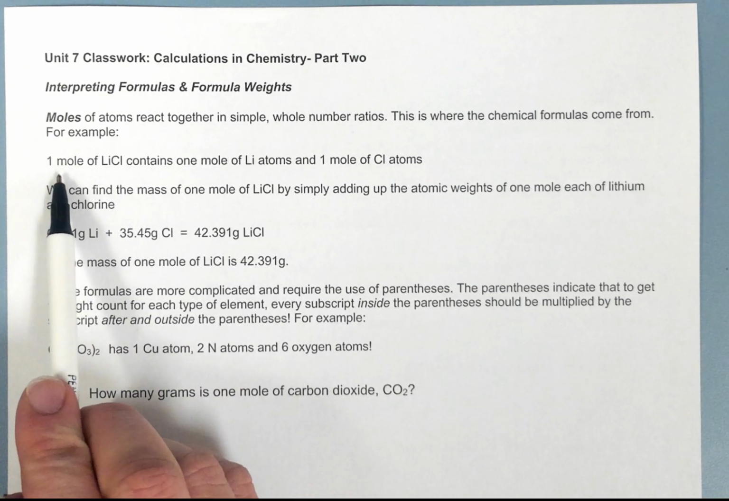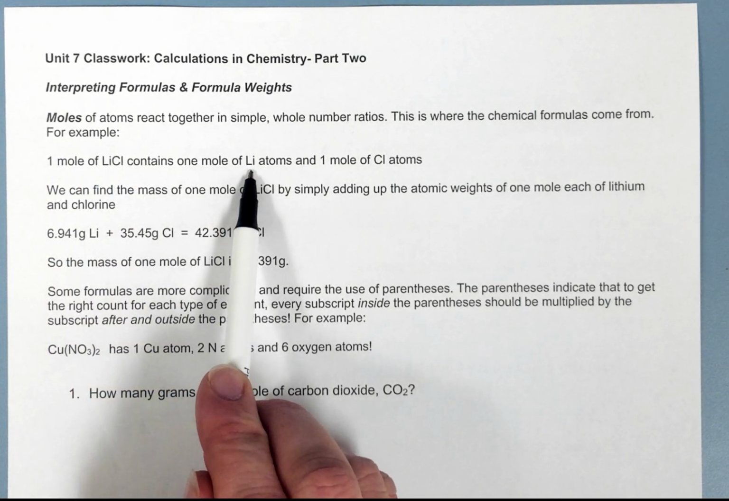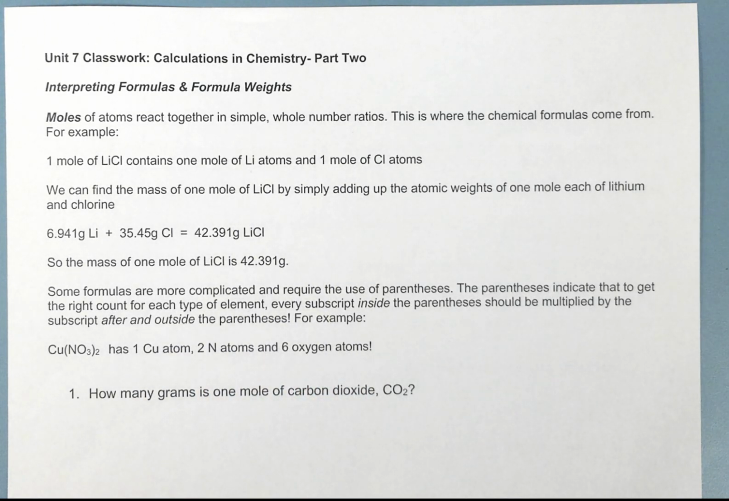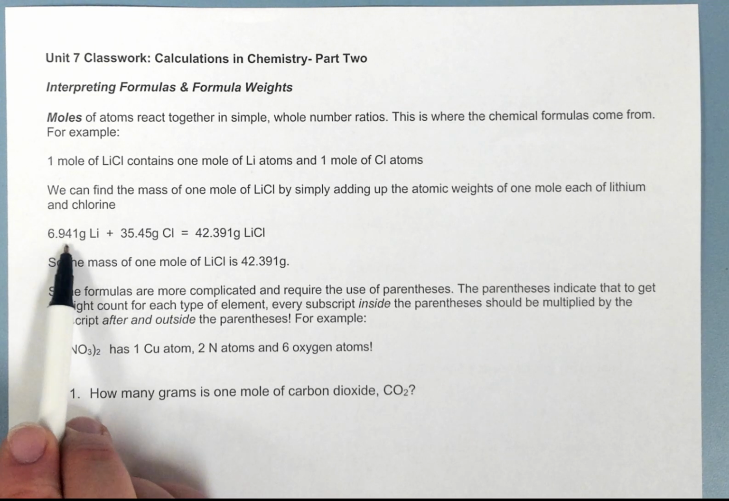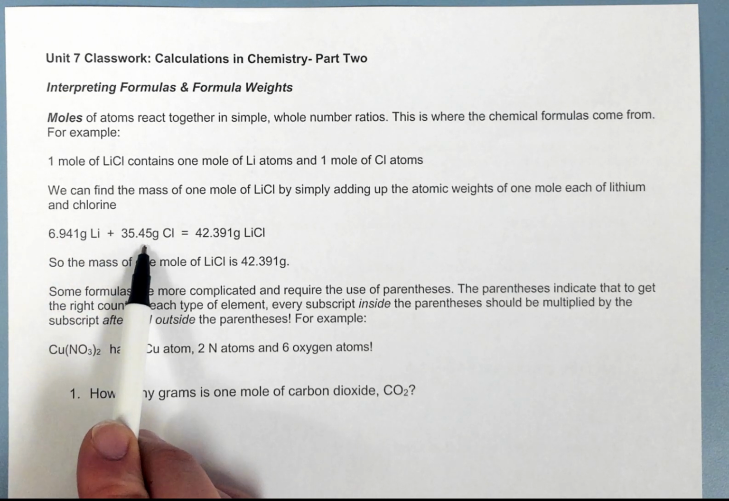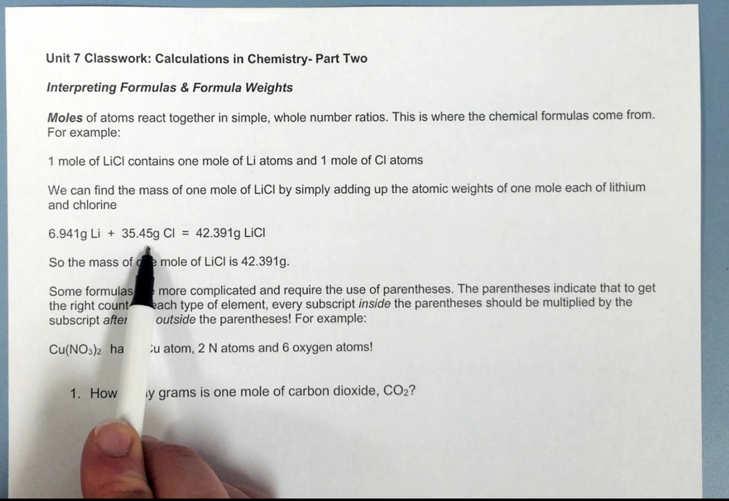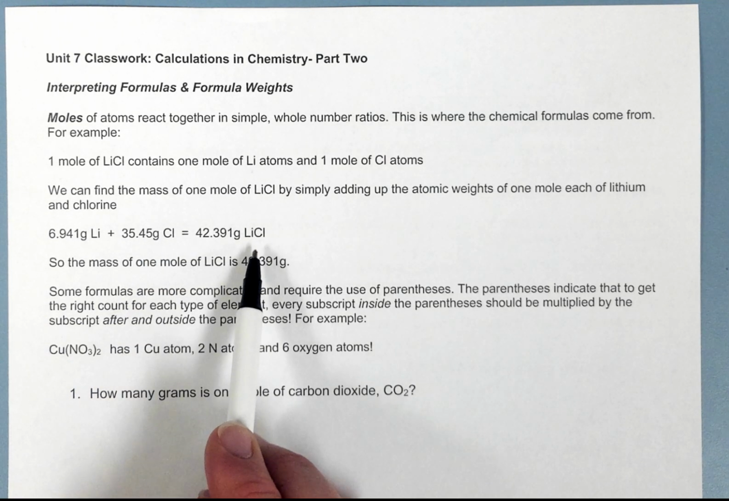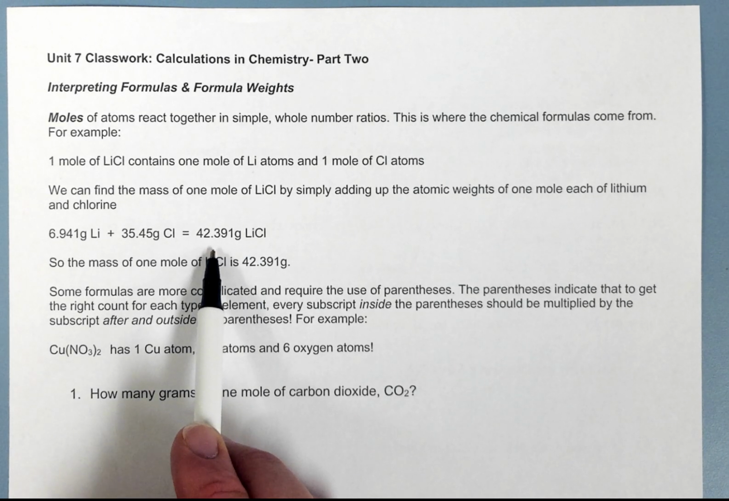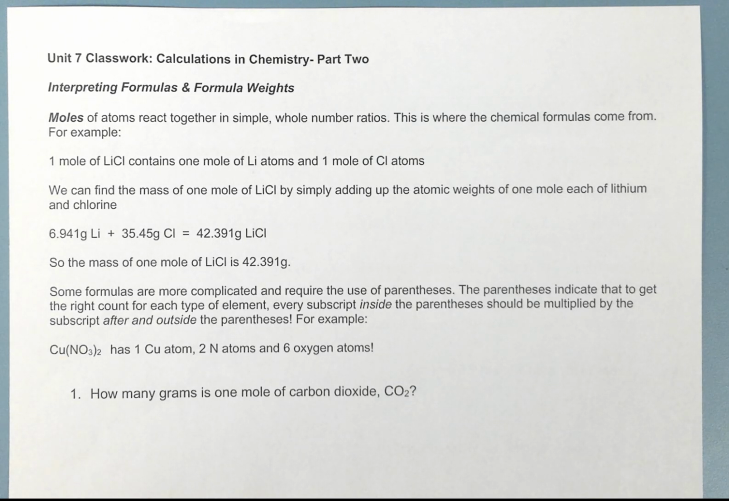So 1 mole of lithium chloride contains 1 mole of lithium atoms and 1 mole of chlorine atoms. So when we want to find the mass of 1 mole of lithium chloride, we add up the atomic weights of 1 mole each of lithium and chlorine. So I take 1 mole of lithium, which I find the mass of on my periodic table, and I add it to 1 mole of chlorine. So once again, find that mass on the periodic table to find that 1 mole of lithium chloride has a mass of 42.391 grams.